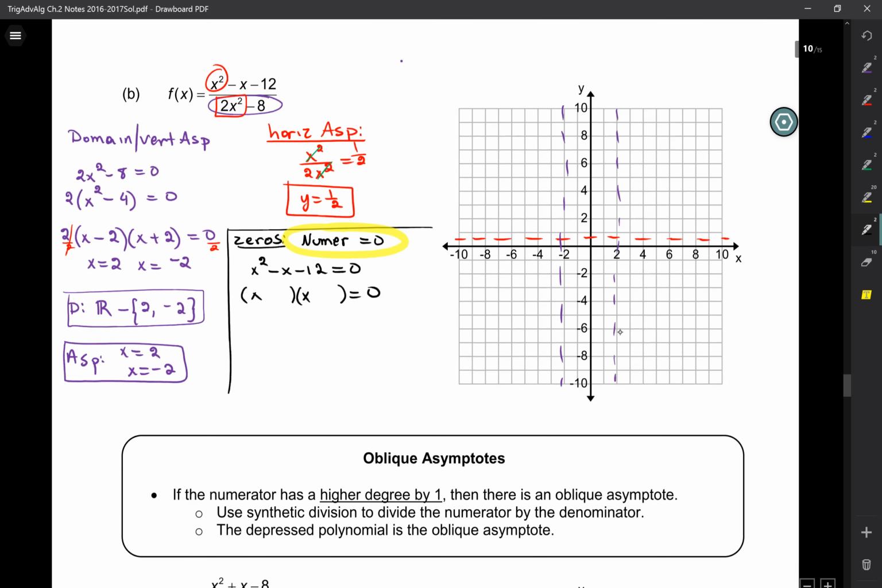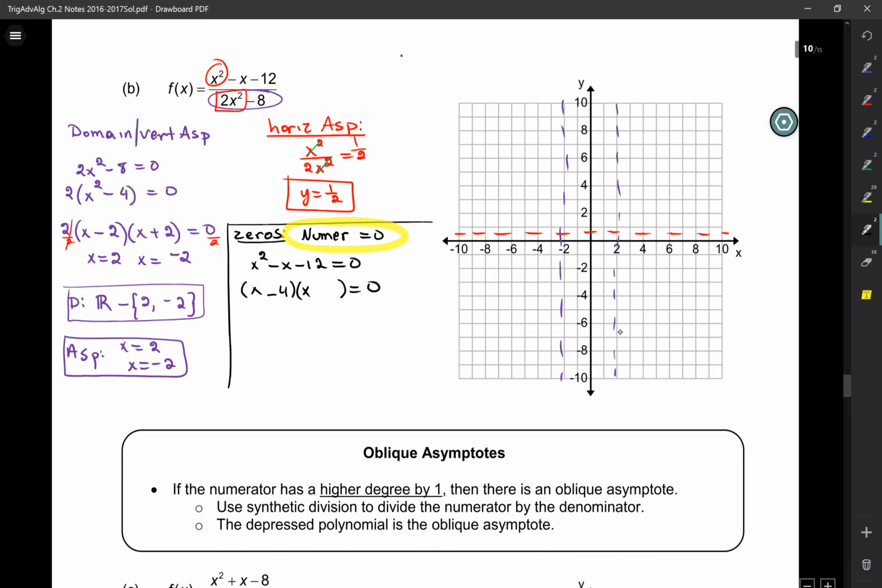So to find the zeros, I'm going to set the numerator equal to 0. Which two numbers multiply to negative 12 but add to negative 1? Negative 4 and positive 3. So x equals 4 and x equals negative 3. I'm looking for the points where it crosses the x-axis because that could be very beneficial to me.